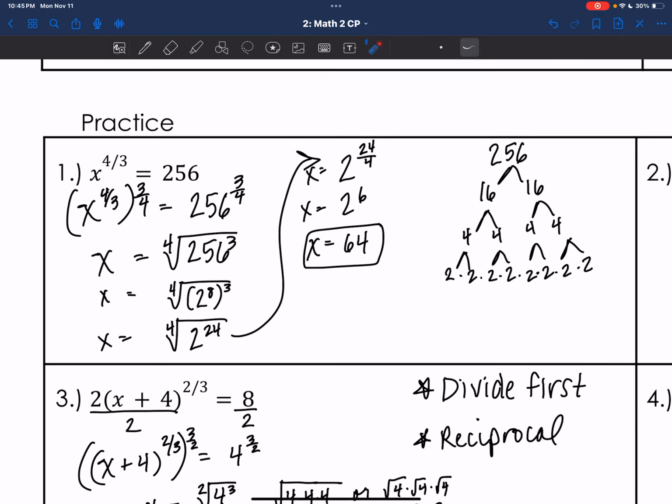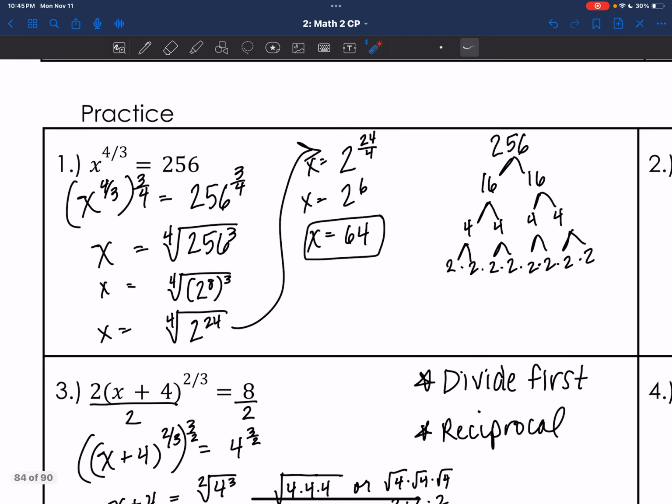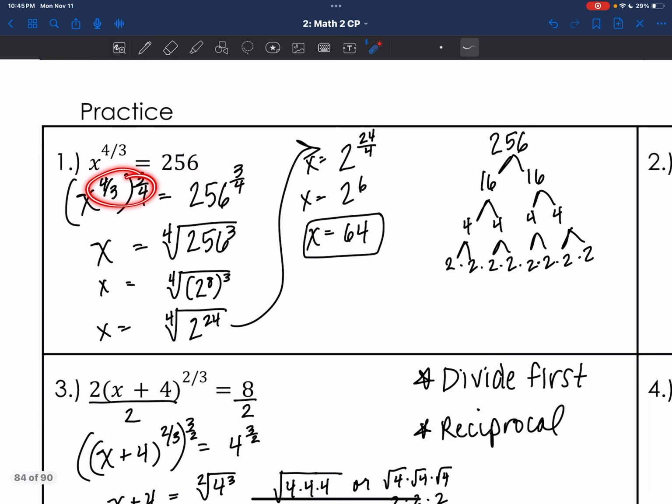So let's get started. For this one, we're just going to start off easy. I noticed that it's 4/3, so to cancel it out, I'm going to have to multiply by 3/4. That's what I did, and you do it to both sides. 3/4, and then this is going to equal 1. So you get x equals, and then what I did here was 4 to the 4th root, and then 3 is here.